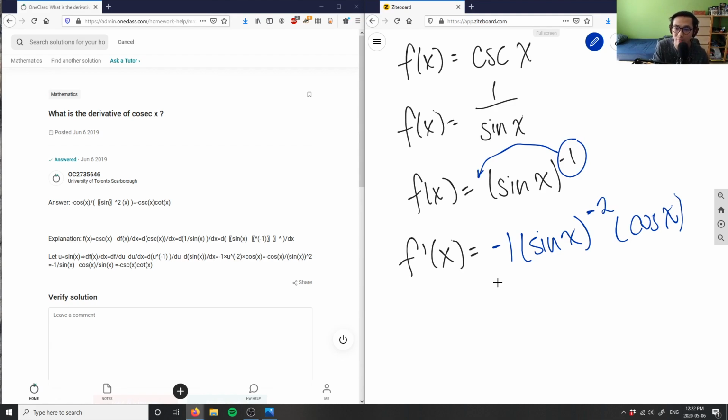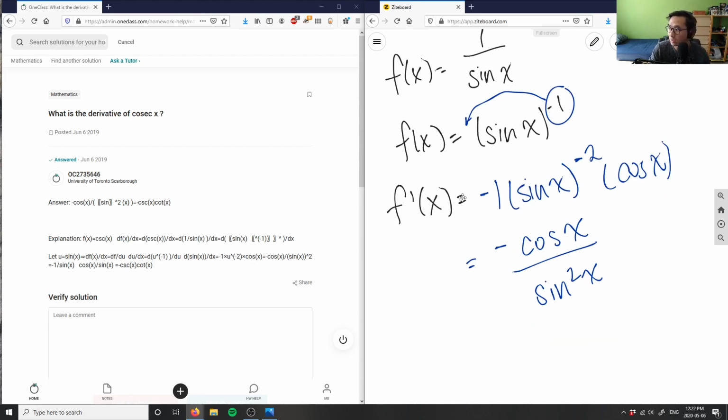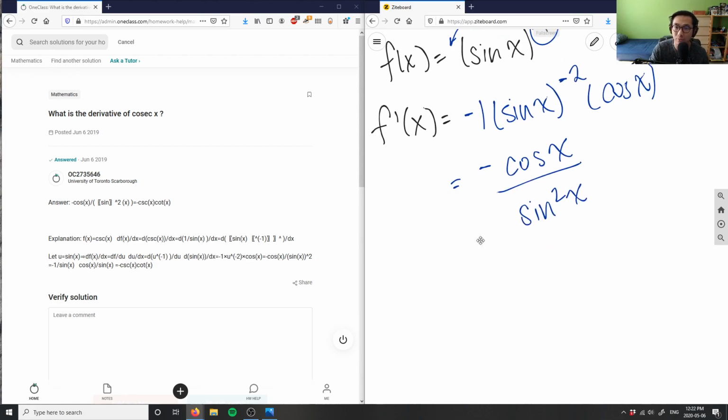So that's what we have here. And we can simplify this, right? We can say that we have -1 times cosine x, or simply negative cosine x. And we can simplify sine x to the power of -2 by simply putting sine squared x, because sine x to the power of -2 is simply the reciprocal, 1 over sine squared x. So this is our derivative for cosecant x.